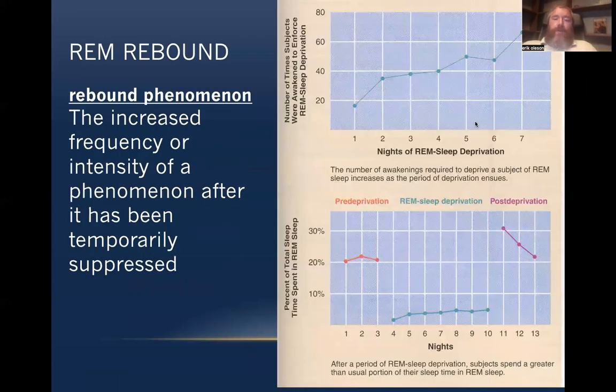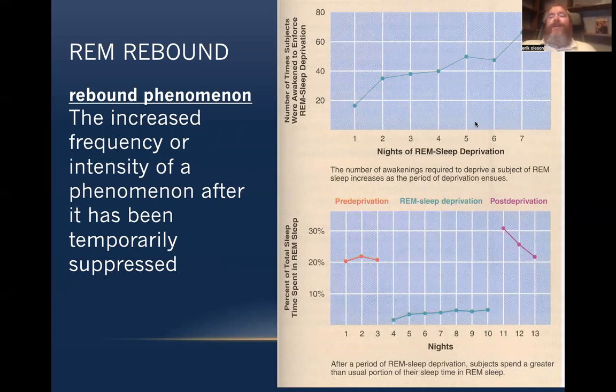This shows the REM rebound on the graph below. So that's primarily what I'm going to focus on, that graph. On the y-axis, you're looking at percent of total time spent in REM sleep. You can see the baseline there, the pre-deprivation period. Then they deprive the patients of sleep. As expected during sleep deprivation, the percentage of time spent in REM sleep decreases.